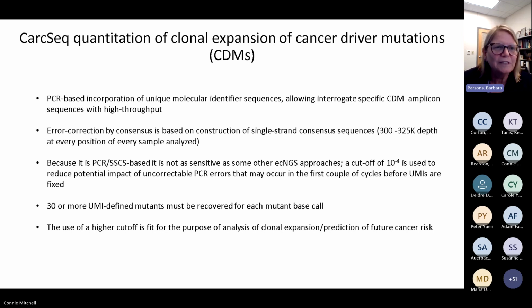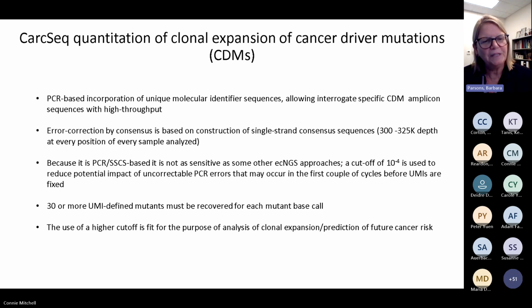Okay, so let me give a very brief introduction to CarcSeq. It's a way to quantify clonal expansion of cancer driver mutations. So it's PCR based. The unique molecular identifier sequences are incorporated as part of the primers. And then error correction by consensus is based on construction of single-strand consensus sequences. We look at between 300 and 325,000 single-strand consensus sequences at every position of every sample.